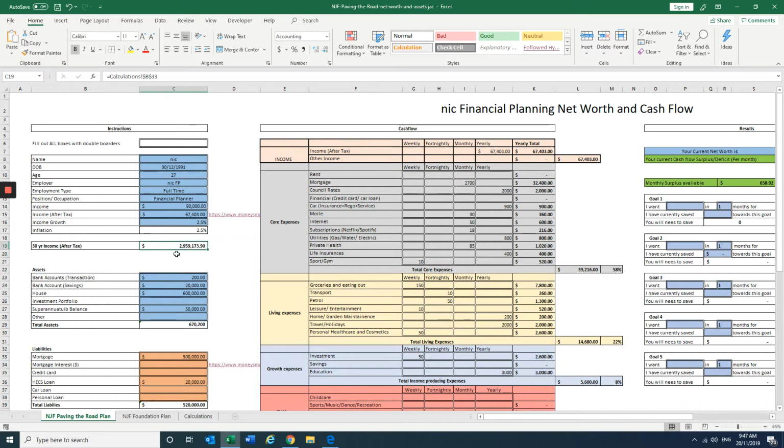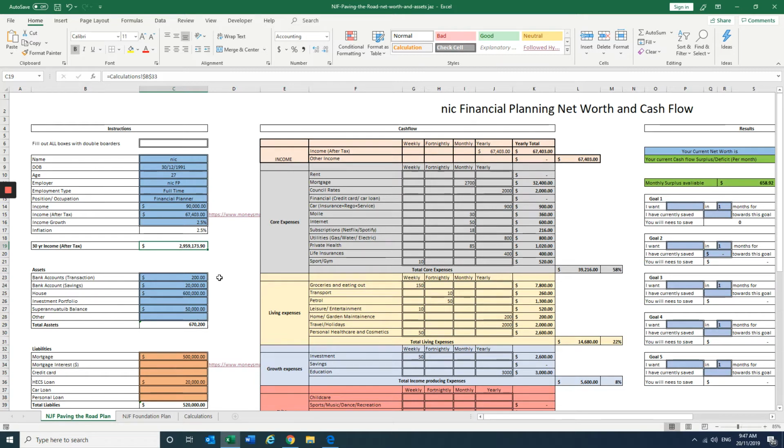Now you'll see this number jumped up here, 30-year income after tax. So that's quite cool. After 30 years, I will earn $2.95 million. So well done to me. I'm a secret millionaire. I just haven't earned that money yet.